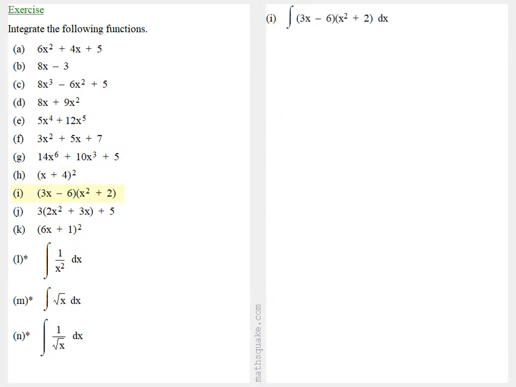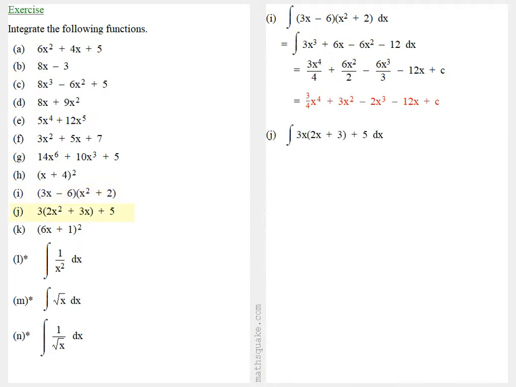Now in part I, we're integrating (3x minus 6) times (x squared plus 2) dx. Now we need to get rid of the brackets first before we integrate. So that's the integral of 3x cubed plus 6x minus 6x squared minus 12 dx. Now 3x to the power 3 becomes 3x to the power 4 over 4. Plus 6x becomes plus 6x squared over 2. Minus 6x to the power 2 becomes minus 6x to the power 3 over 3. And minus 12 becomes minus 12x. And add c. So we get 3/4 x to the power 4 plus 3x squared minus 2x cubed minus 12x plus c.